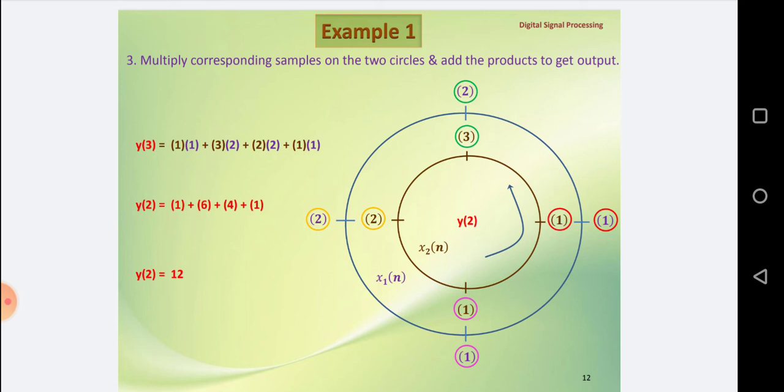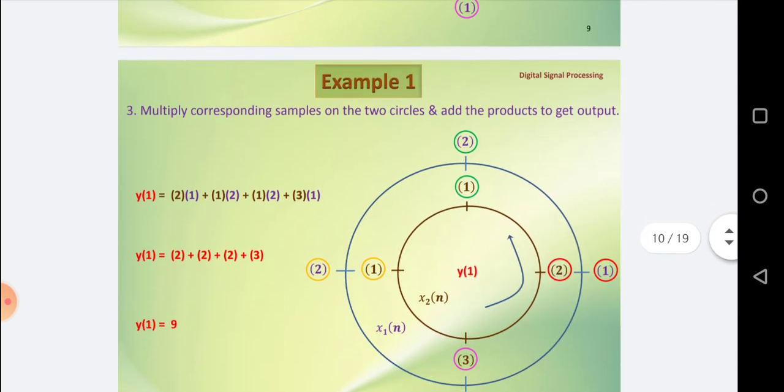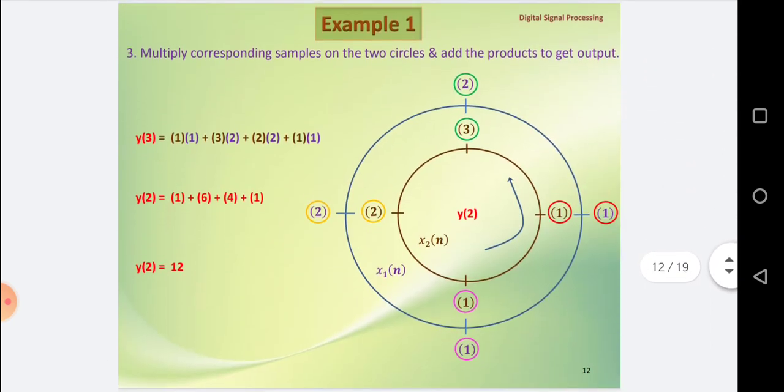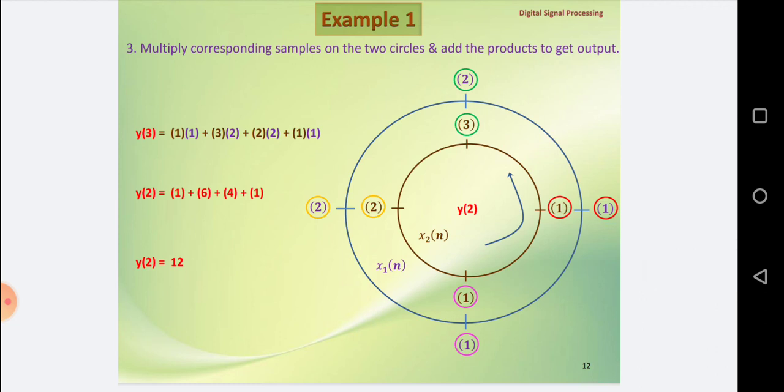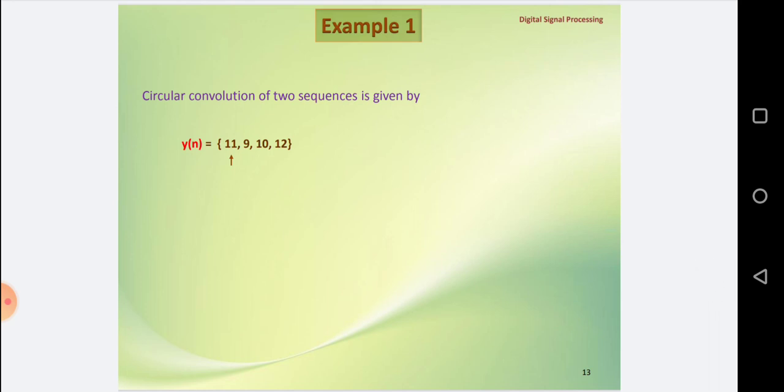Now how many times do we have to rotate the inner circle? We have already rotated it 3 times. Now after this step, if I rotate the inner circle again by one step, we will get the first position where we got the y of 0 answer. So after this step where we got the y of 3 value, we have to stop the process, and finally write the answer. Circular convolution of the two sequences is given by y of n equal to 11, 9, 10, 12. Don't forget to show an arrow below 11, as it represents the value of the sequence at origin n equal to 0.